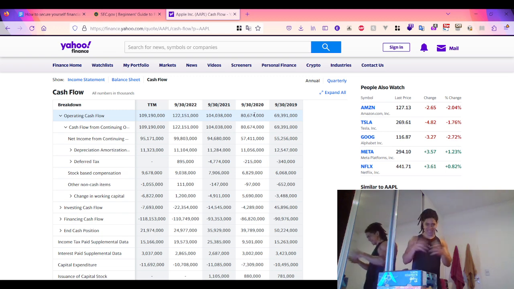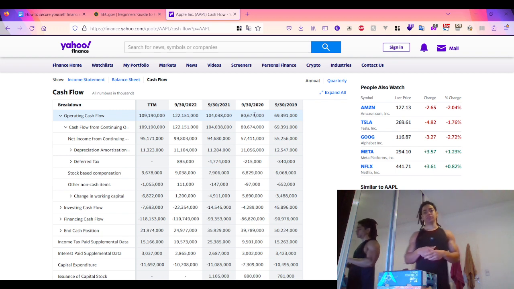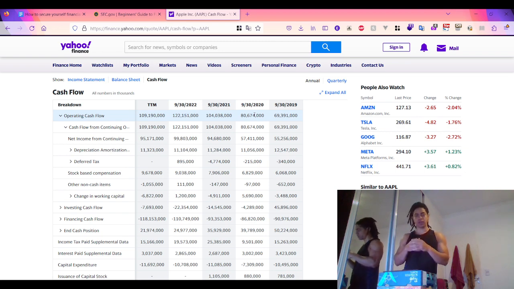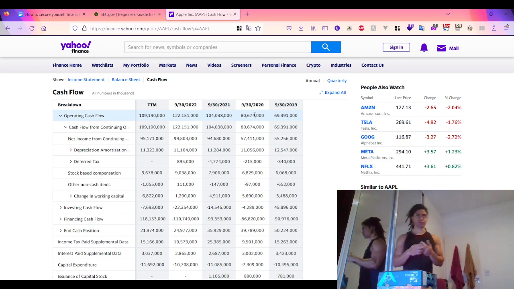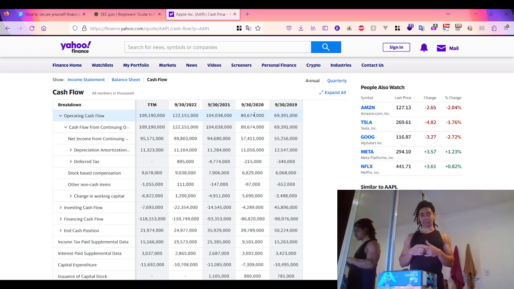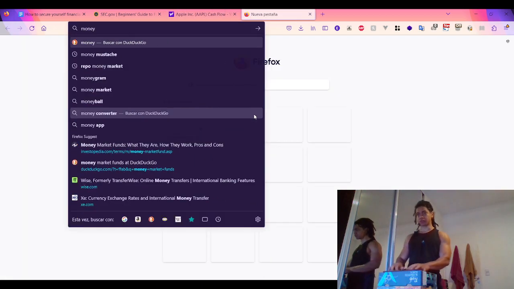Also, we have cash and cash equivalents. So, for example, money market funds. The whole point of this is to get fast liquidity, because this money market fund involves the purchase or sale of large volumes of very short-term debt, such as bank acceptances. So, for example, here, money market funds.